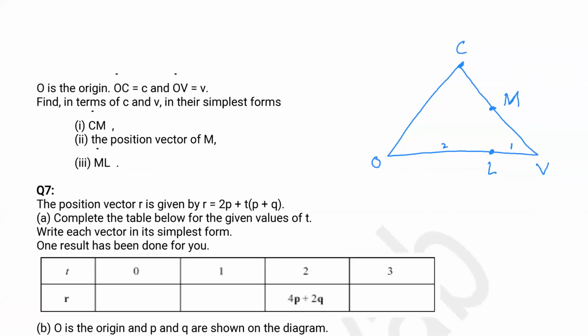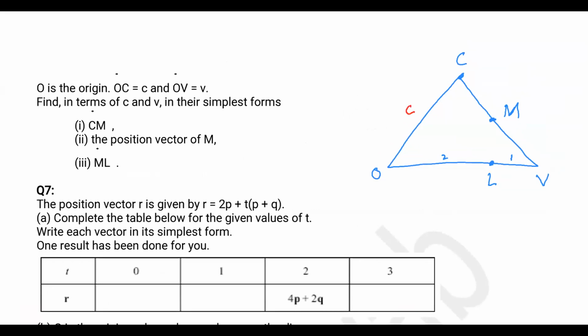O is the origin, OC vector is C, so we should label the vector C with direction. OV is vector V, and here is the direction. Find in terms of C and V in their simplest form. Part 1 CM, part 2 position vector of M, and part 3 ML. G, start. Part 1, you have to find the vector CM.